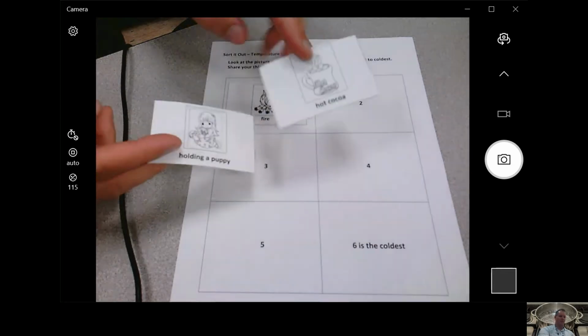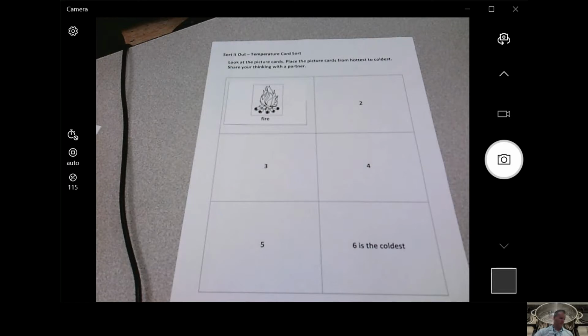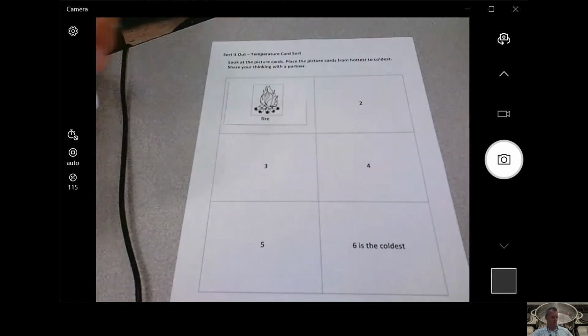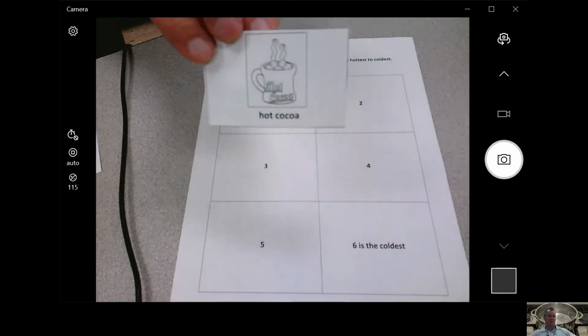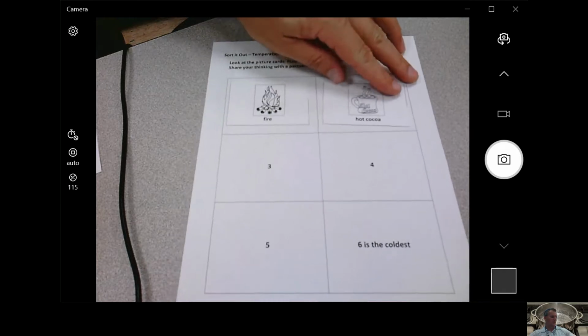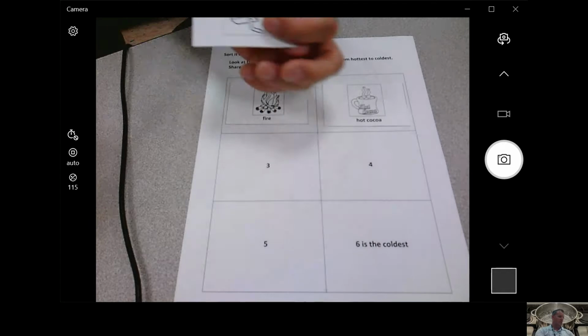So I also have some of my other cards. I have holding a puppy, hot cocoa, iced tea with lemon, and some juice here, and my ice cubes. So what would be second? So I'm thinking maybe the hot cocoa would be the second hottest. So I'm going to put that right there. And you can agree or disagree with me. Do you think one of these other things would be hotter than the cocoa?